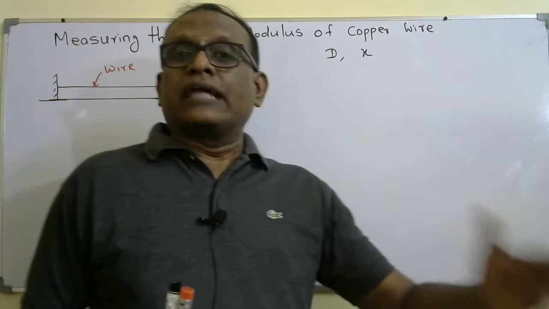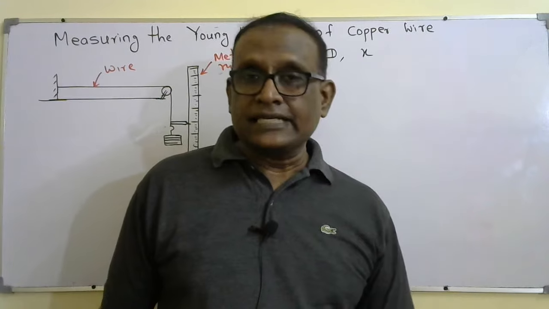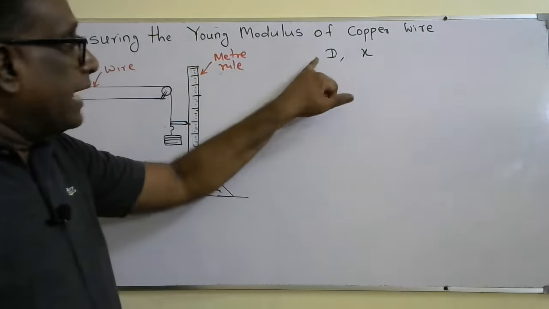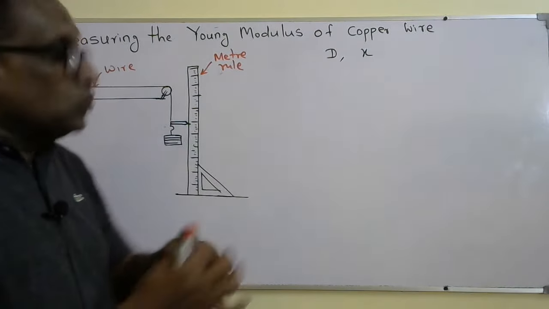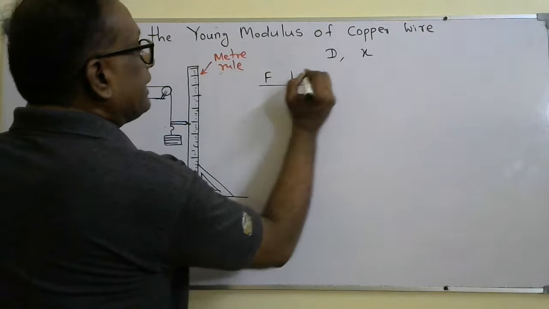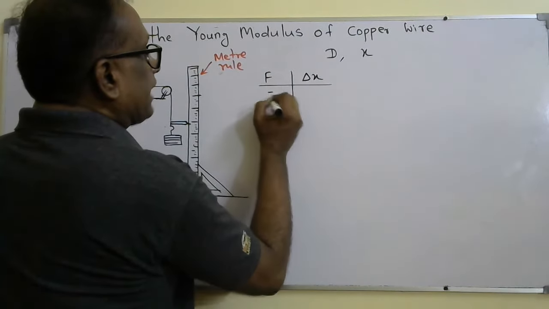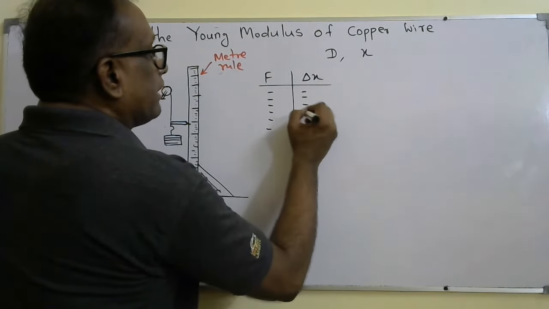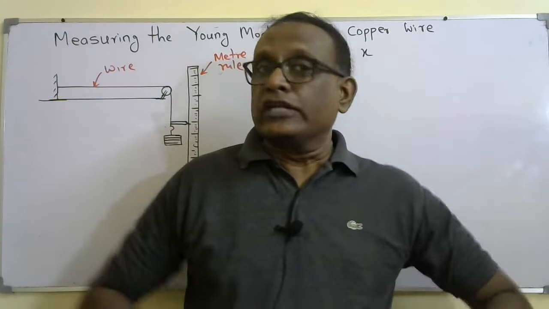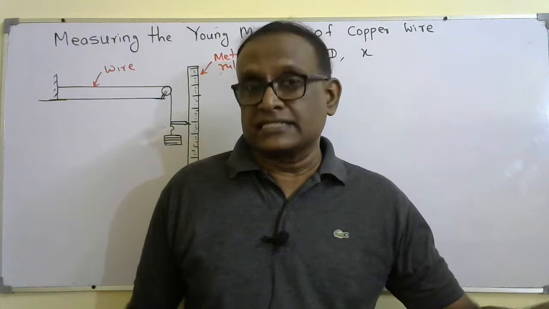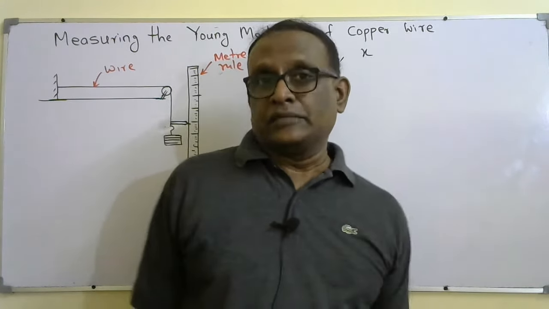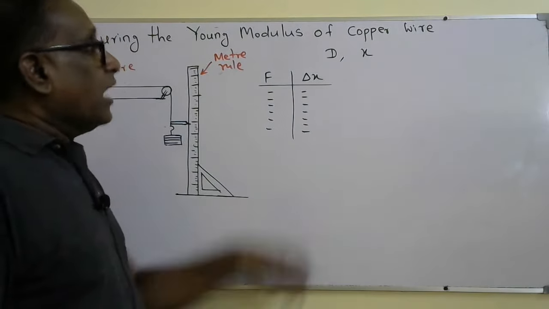Now you can analyze this raw data. You know the diameter, you know the initial length, and you recorded different applied forces, and for each force you measured the relevant extension. So now you are going to find the Young modulus. You are going to plot a graph. You can plot two different graphs, either force against extension or stress against strain. I'll explain both. First, you can plot a stress against strain graph.